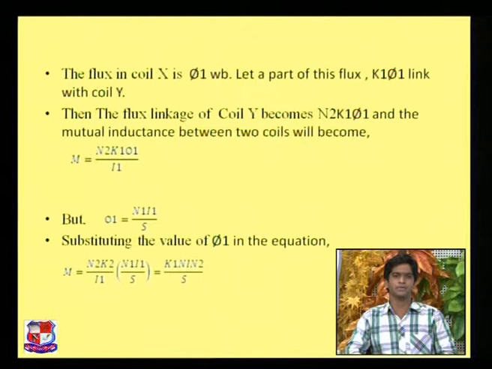So the mutual inductance between the two coils will become M is equal to N2 into K1 phi 1 by I1, where N2 is the number of turns of coil Y, K1 phi 1 is the part of flux which is linking with coil Y, and I1 is the current which is flowing in coil X. But we have the relation phi 1 is equal to N1 I1 by S, so that we have M is equal to K1 into N1 N2 by S. This is the flux of X which is linking with coil Y.